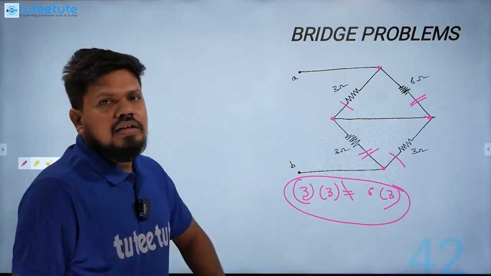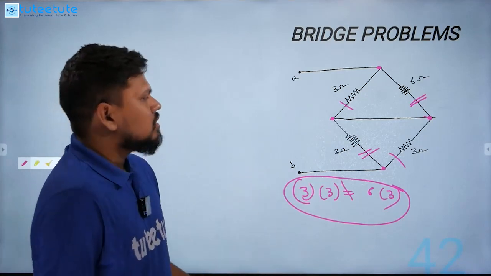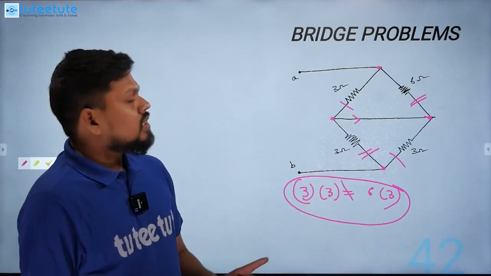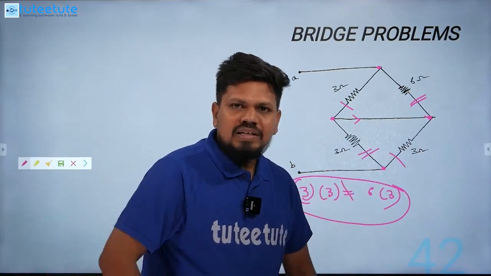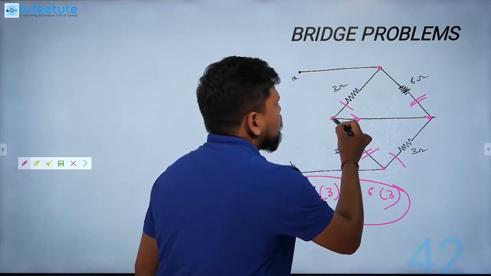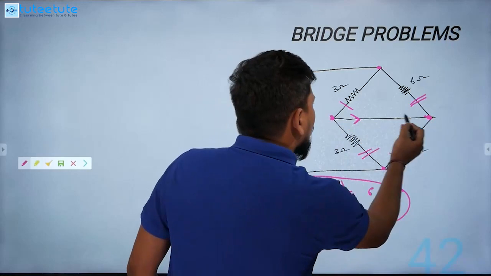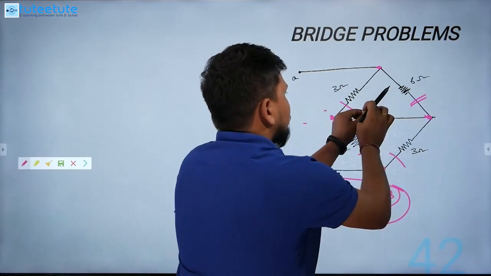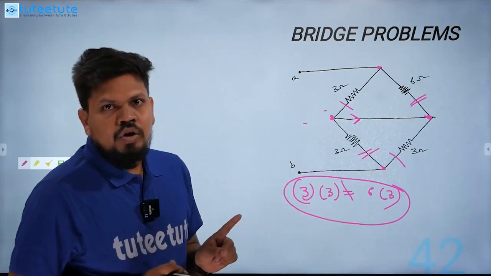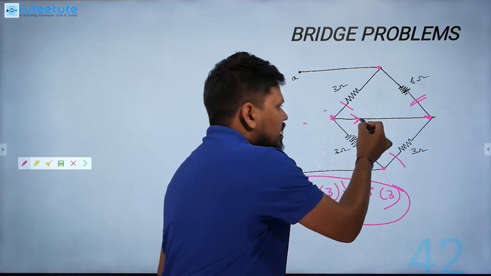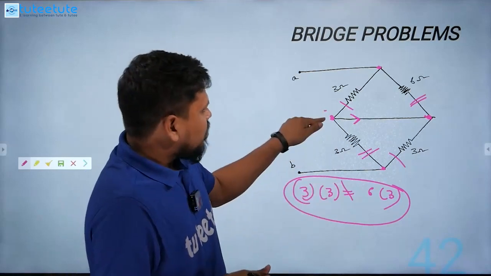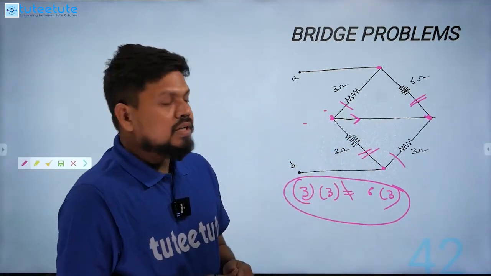It is unbalanced. Once the bridge is unbalanced, will there be any current inside? Yes, there is some current inside. We don't know what that current is, but there is some current going inside. Once the current is going from this node to this node, we can consider there is no element in between, so we can take this as the same node. Bridge got unbalanced here. Once unbalanced, there is some current going inside that middle element or short circuit, anything, from one node to another node.